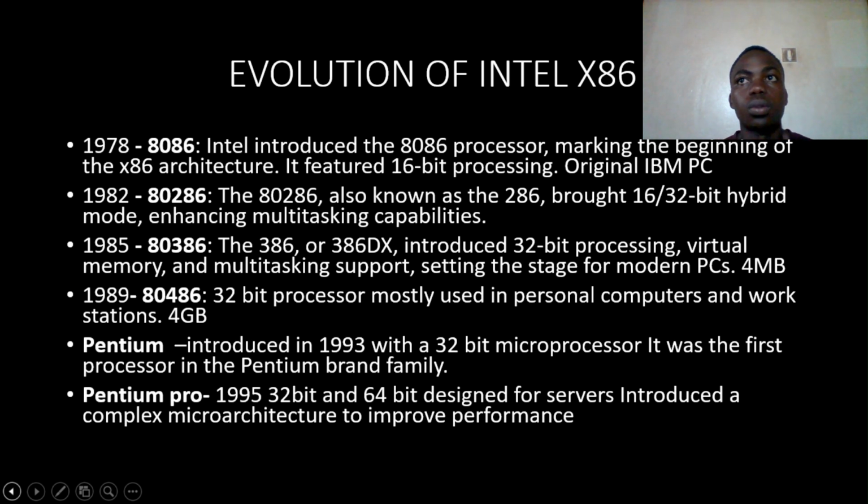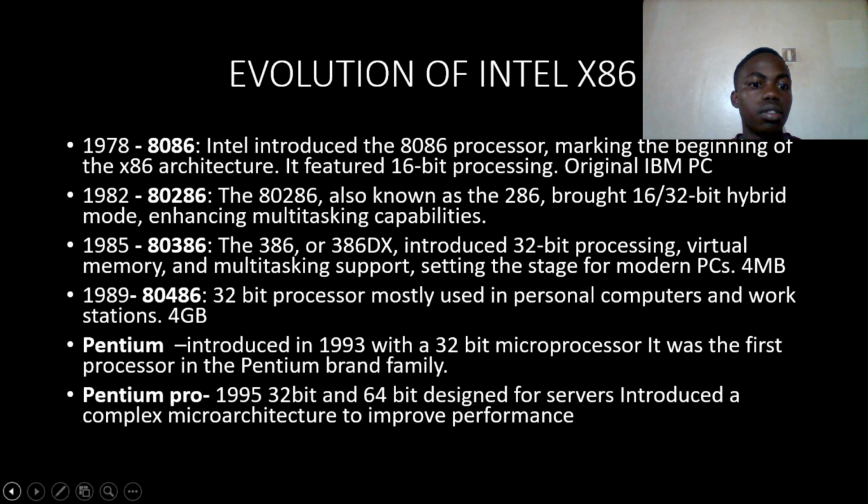In 1982 we see the 286. This can also be referred to as the 286 processor, which was a 16 to 32-bit hybrid mode, enhancing multitasking capabilities. We have the 386, which was 32-bit. It had a storage of around 4 MBs. It set the stage for modern PCs.